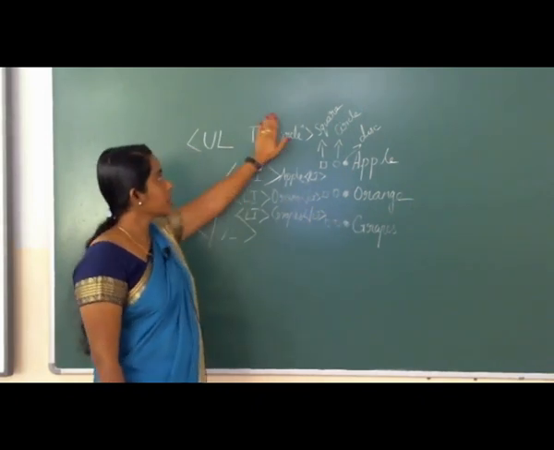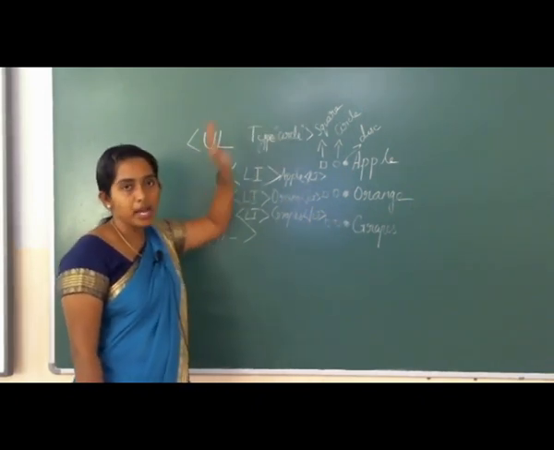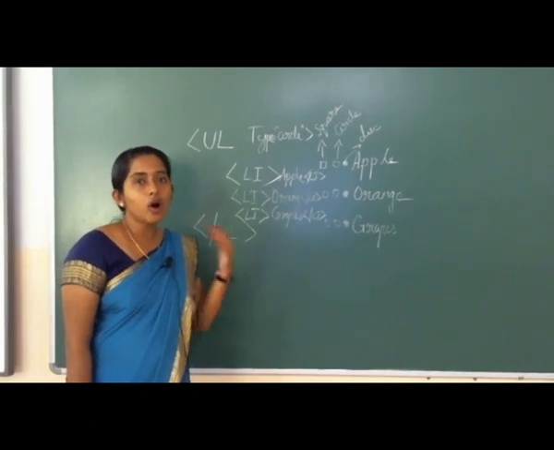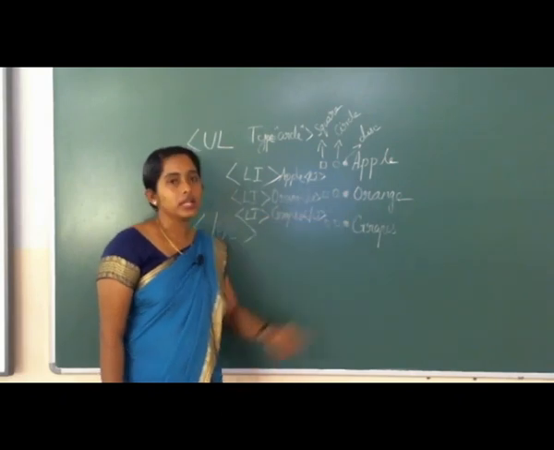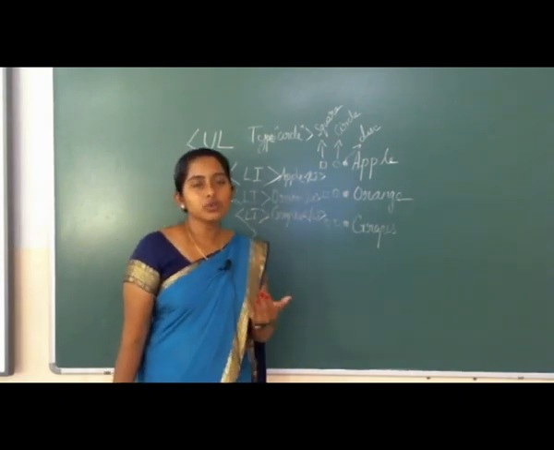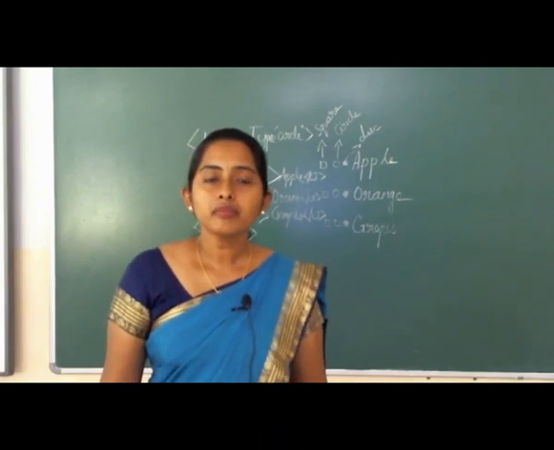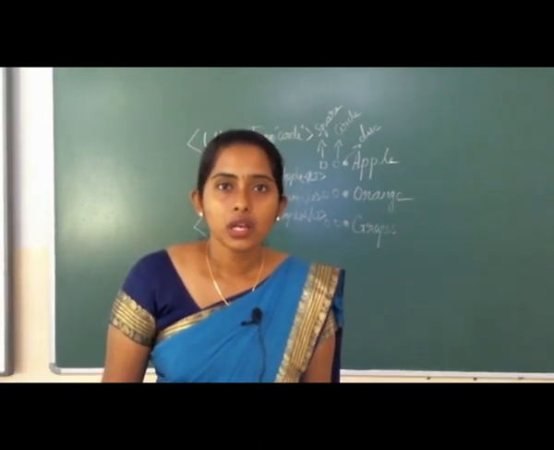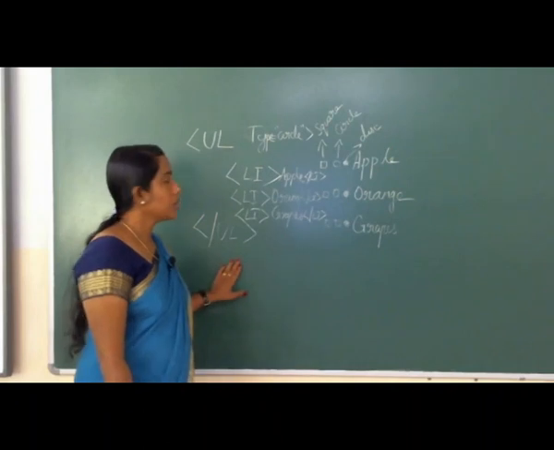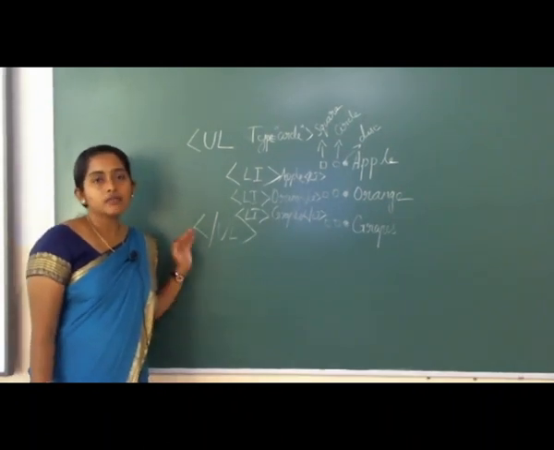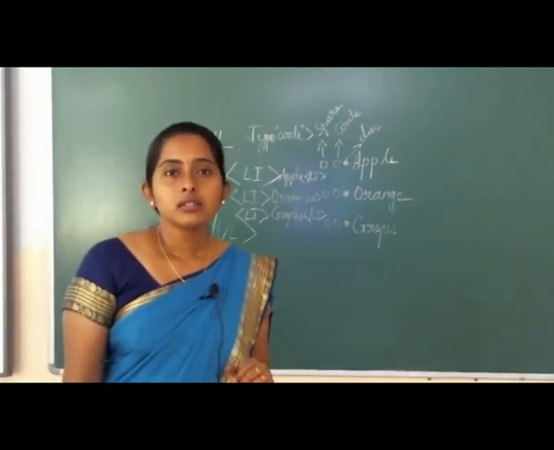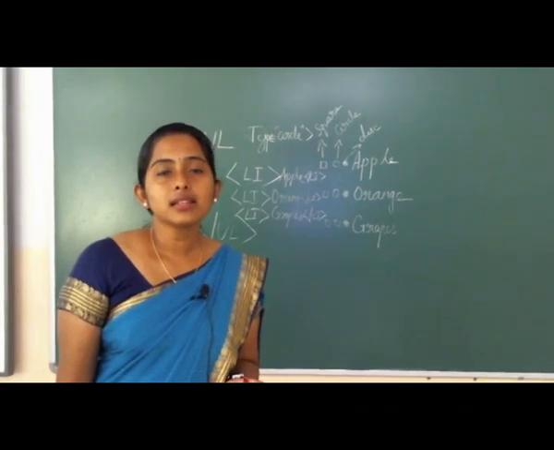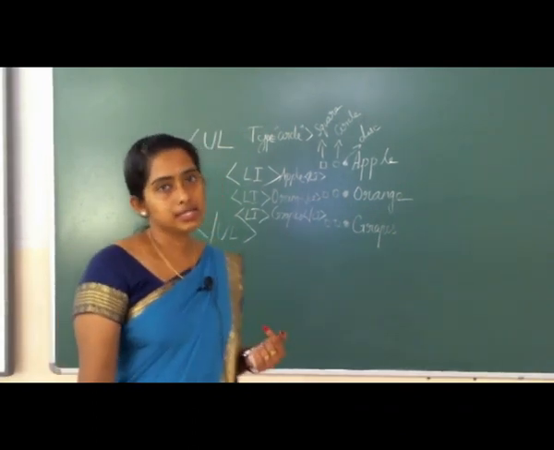Okay, if you are not mentioning this one, by default, without giving it, the program will automatically generate it with disk bullets. But I will show you through a program. At that time it will be clear for you. So these are about the UL tag, which we are using to represent the unordered list. Okay, so shall we move to the next list, that is the ordered list.